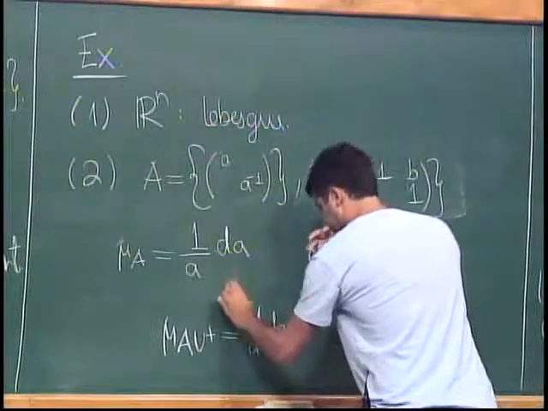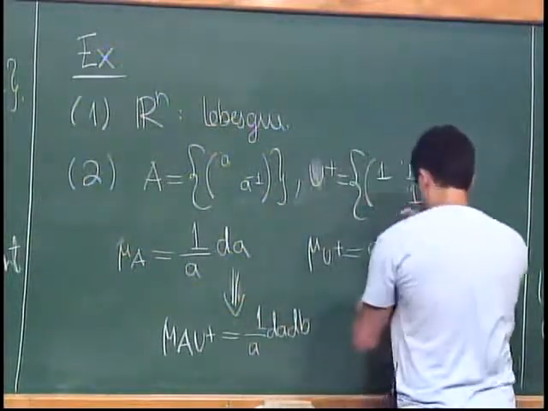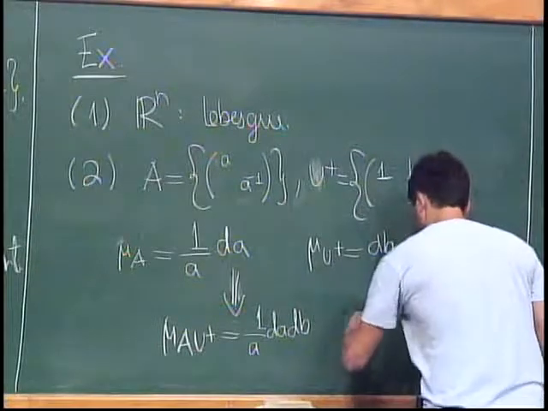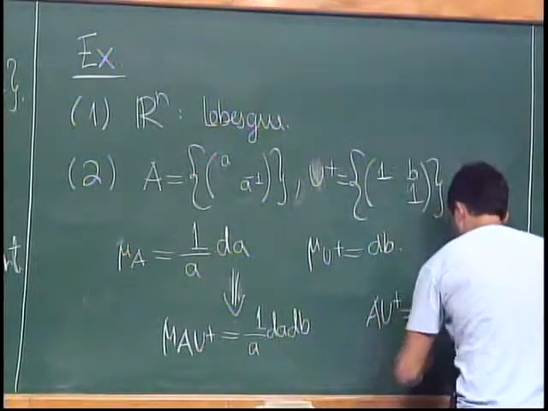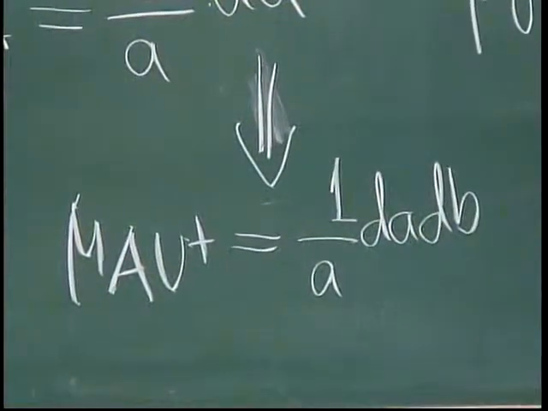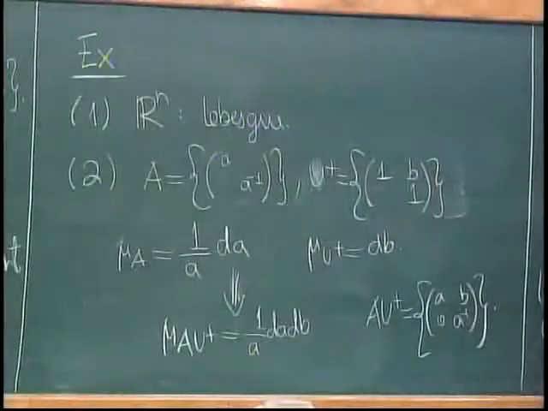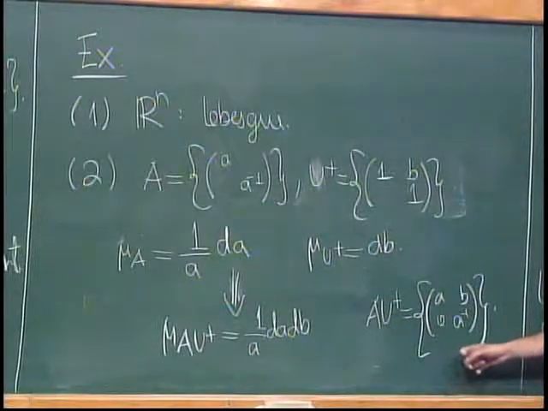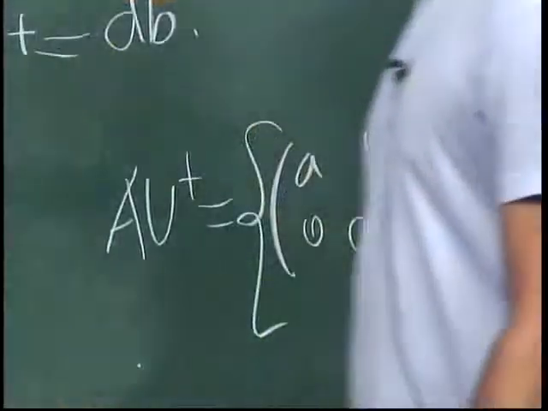So just observe that A, U plus is equal to all the matrices of this form: A, B, 0, A minus 1. We are going to need this for tomorrow, for the proof of Furstenberg's theorem.